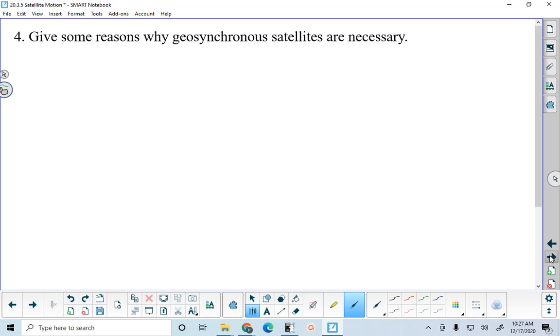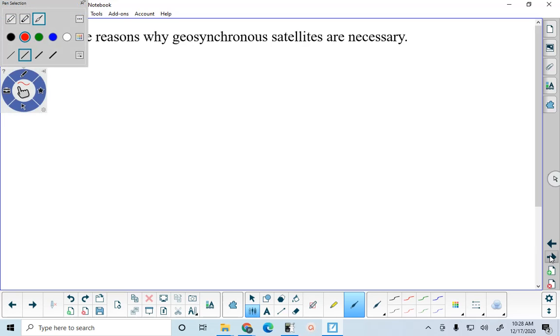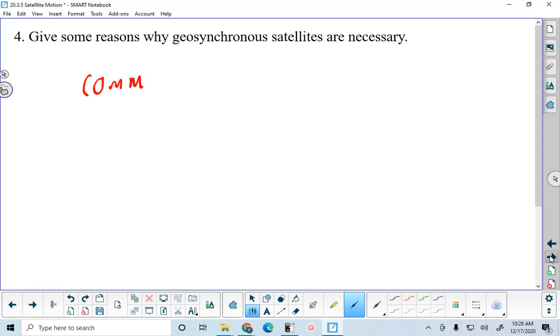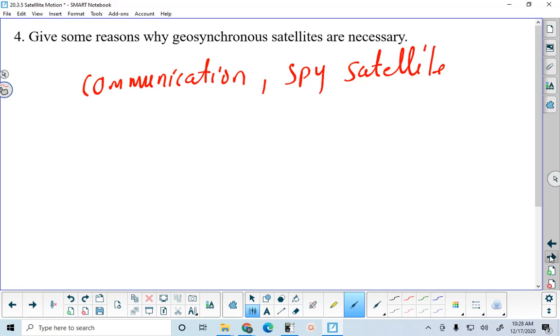Why might we want geosynchronous or geostationary satellites? Well, communication satellites, spy satellites. I won't ask you to type yes if this is true, but I'm sure some of you have satellite dishes attached to the side of your house. And for those that don't understand, there are these things called satellite dishes that you can pick up signals from to watch TV shows and to get internet.